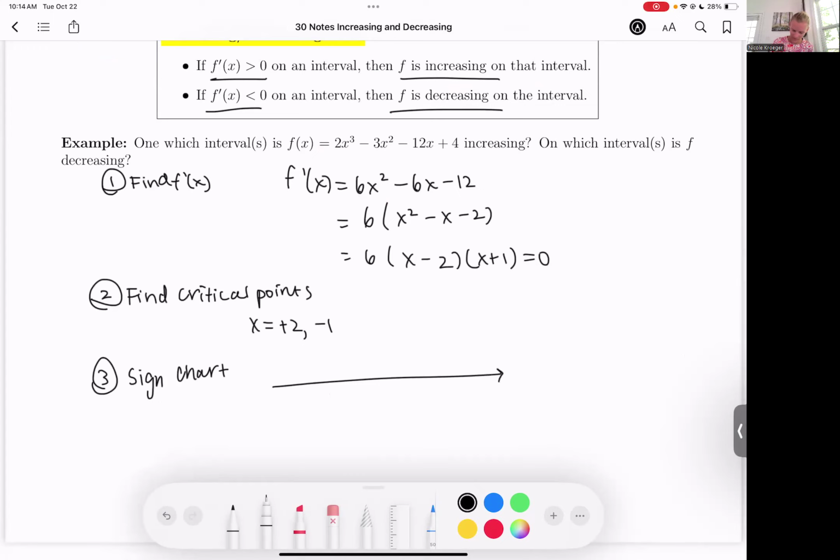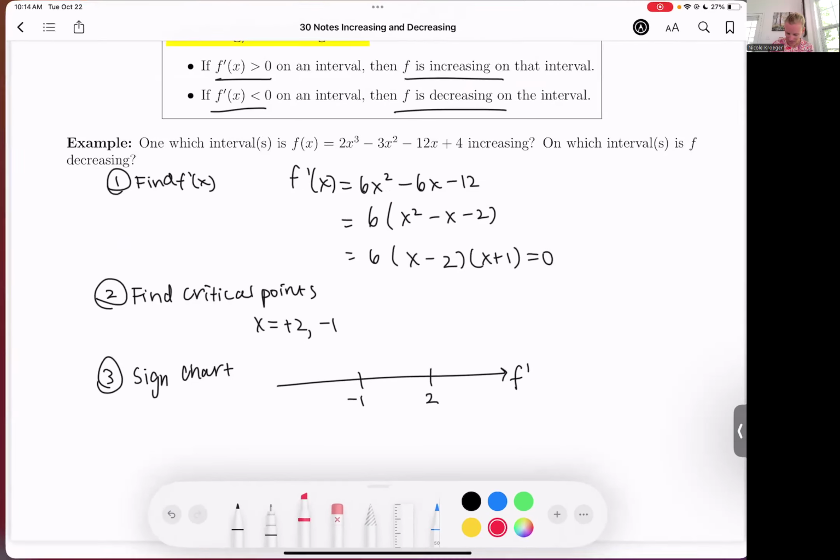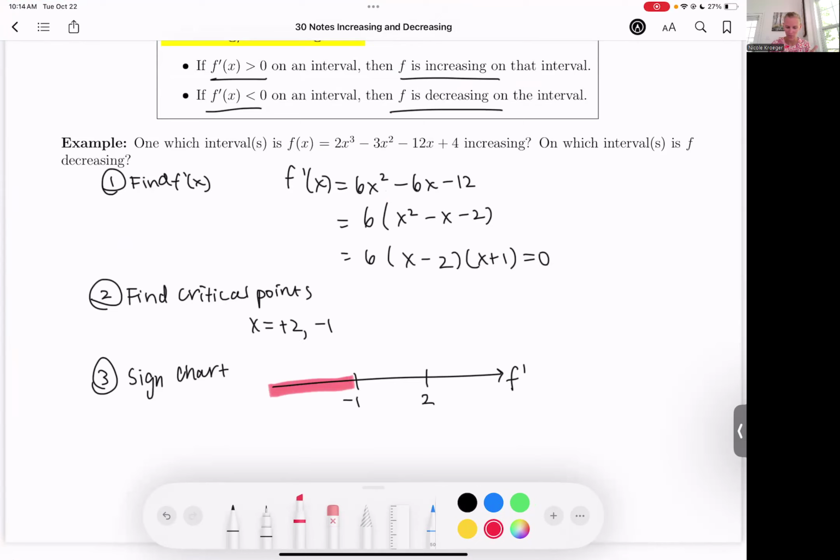We're going to put our two critical numbers on here, making sure to put them in numerical order. I'm going to label this with f prime because everything on this sign chart is coming from the derivative. Now I need to say, if my x values are less than -1, what sign does the derivative have? If I plug in my favorite number less than -1, and you can really pick any number, I like -2, I'm going to plug it into the derivative.